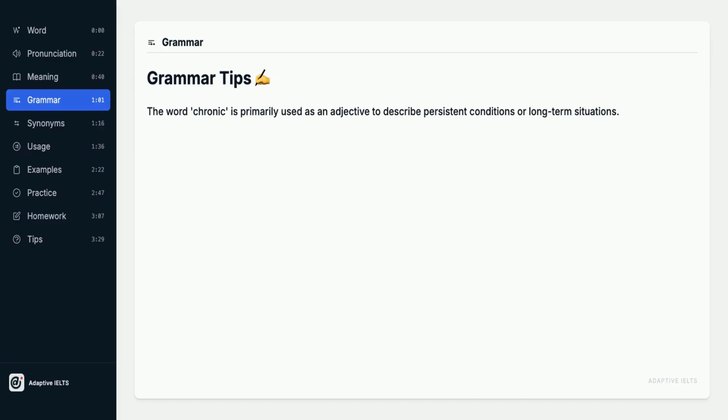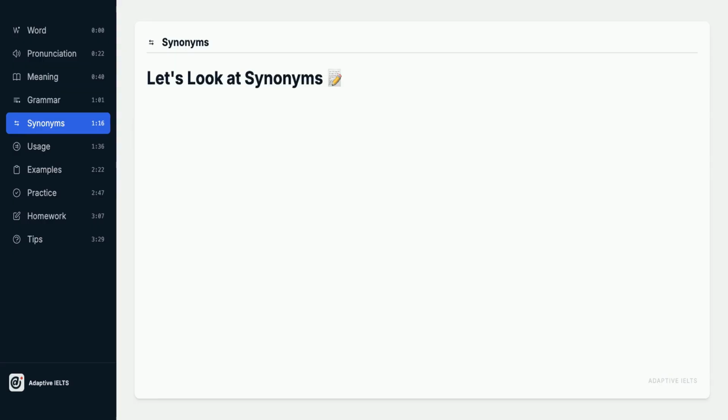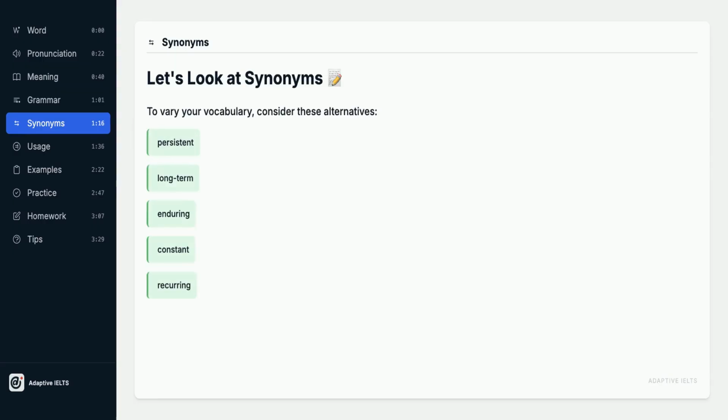The word chronic is primarily used as an adjective to describe persistent conditions or long-term situations. The related noun is chronicity, which refers to the quality of being chronic or the state of occurring over a long period. To vary your vocabulary, consider these alternatives: persistent, long-term, enduring, constant, and recurring. While these synonyms have slightly different nuances, they can be used to describe similar concepts in appropriate contexts.